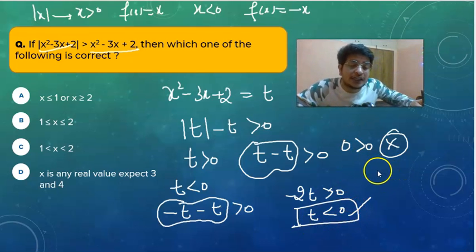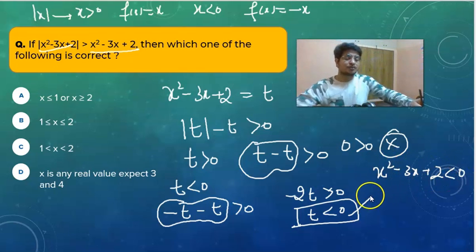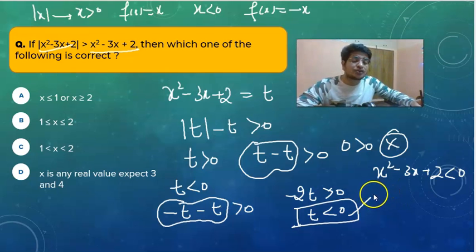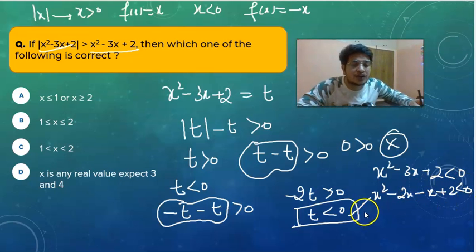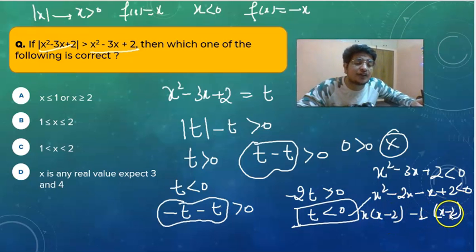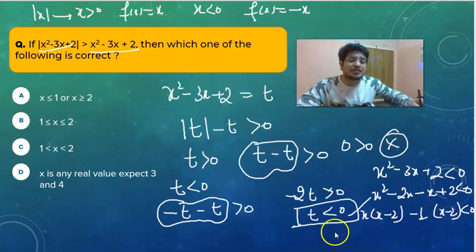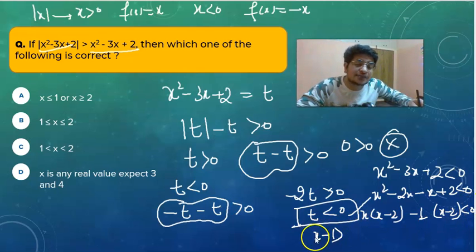So t is nothing but x square minus 3x plus 2, which is less than 0. This one I had already written. So x square minus 3x plus 2 can be written as x square minus 2x minus x plus 2, which is less than 0. Now if I take x common, I can write x minus 2. If I am taking minus 1 common, I can write x minus 2, which is less than 0. So here I can write (x minus 1)(x minus 2) less than 0.